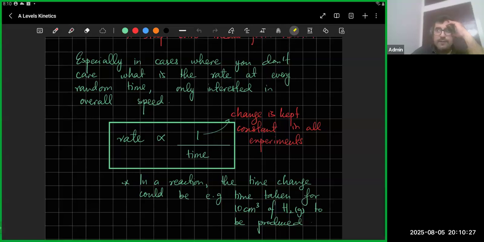For example, if it's the H2 gas case, if you say that every time you want 10 cm cube of H2 gas to be measured, sometimes it's going to take a long time and sometimes a quicker time. But the time is sufficient to figure out what the rate of reaction is. So without plotting a graph, this is how you actually measure the rate of reaction.